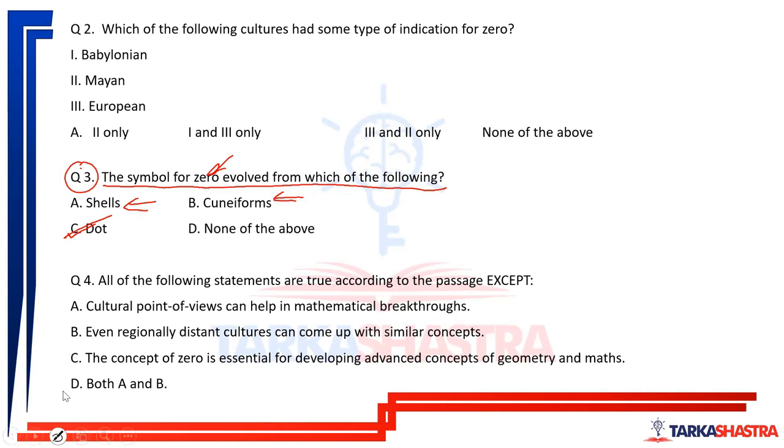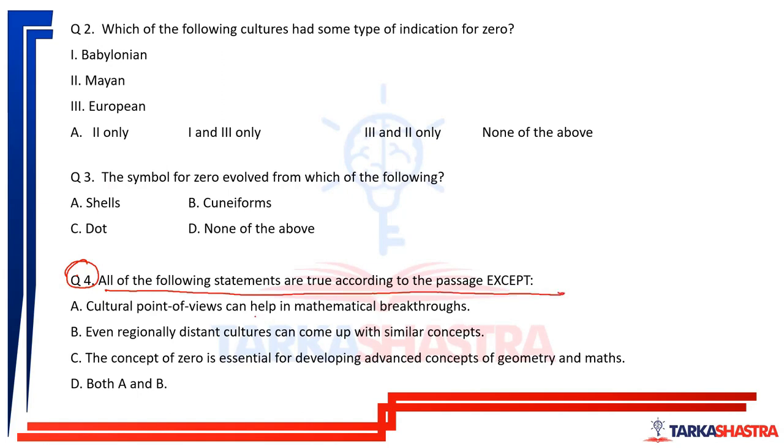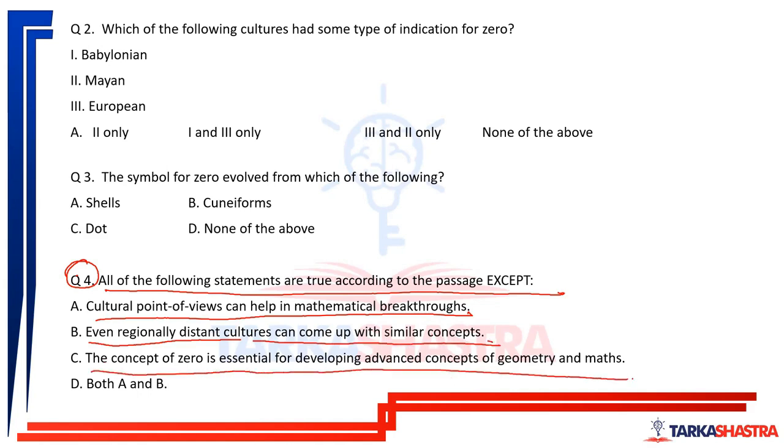Let's take a look at the next question. Question number 4. All of the following statements are true according to the passage except: cultural points of view can help in mathematical breakthroughs; even regionally distant cultures can come up with similar concepts; the concept of zero is essential for developing advanced concepts of geometry and maths; and both A and B. So if we take a look at the answers, which are true? A is right, B is right. Okay, both A and B therefore are right.